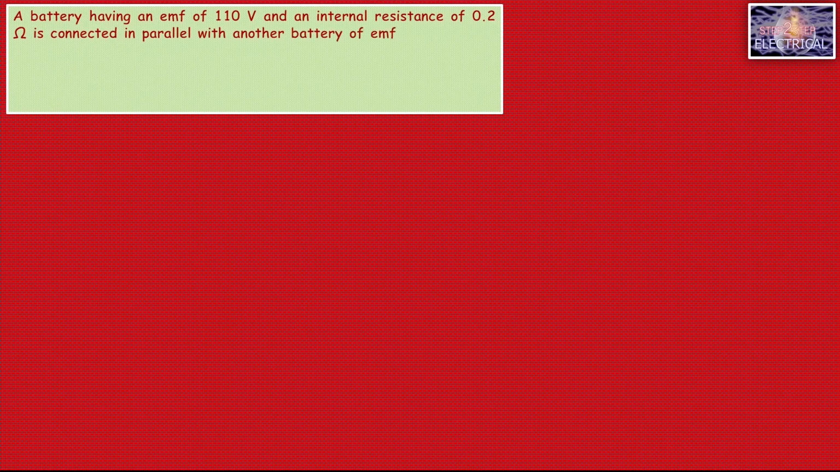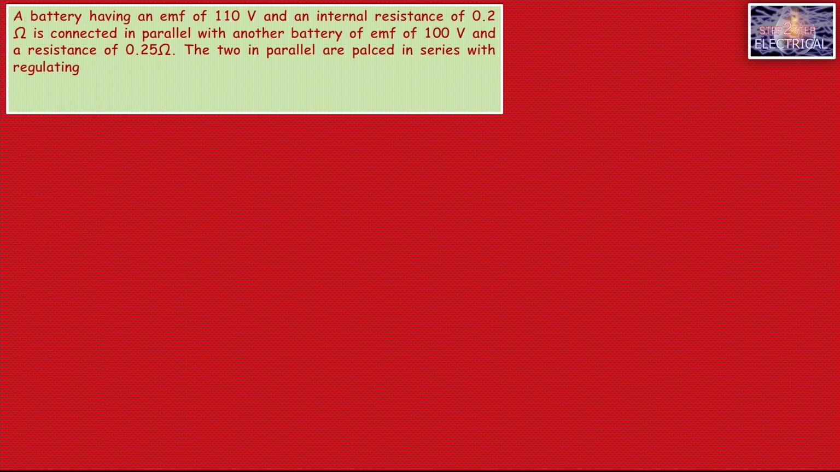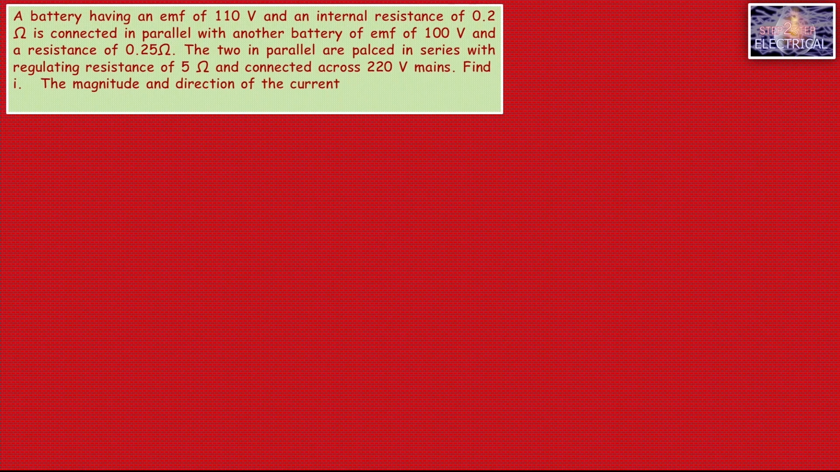Friends, we are again here to solve a numerical related to KCL and KVL, that is Kirchhoff's law. Okay, the question is, so this is the numerical problem.